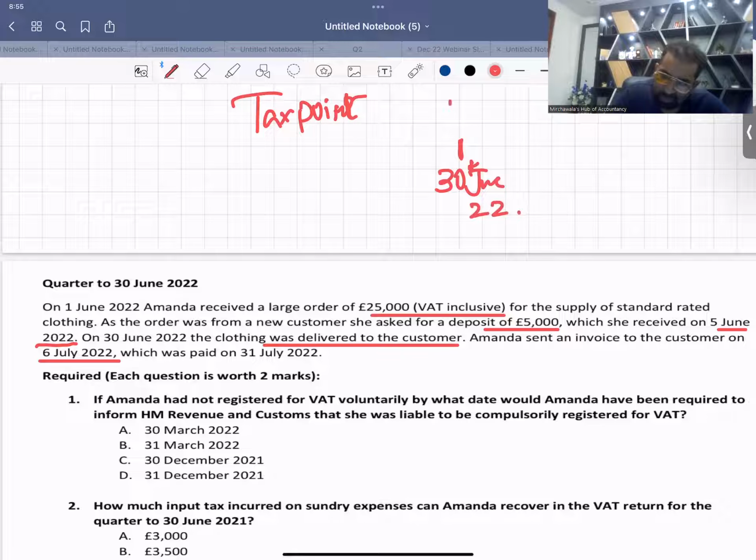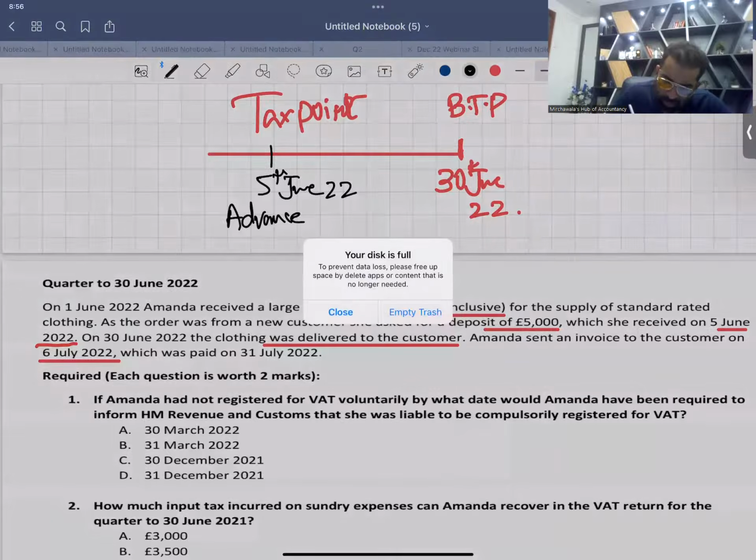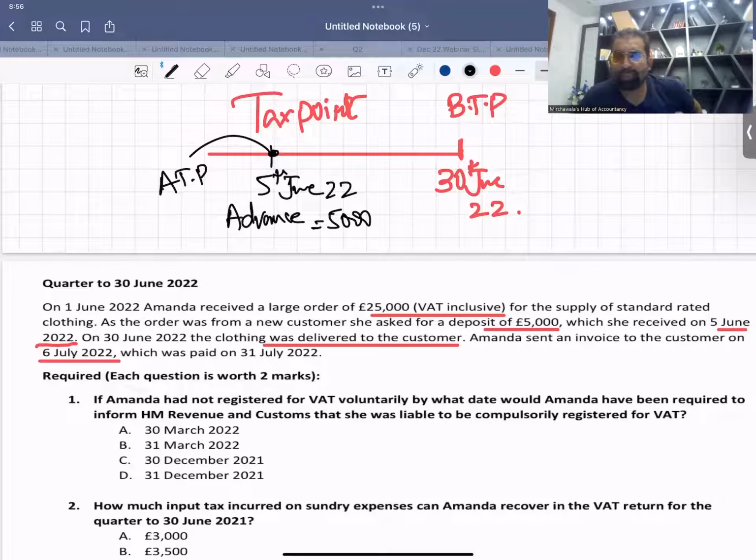is the BTP. But as you have received an advance on 5th of June 2022 of 5,000, yes, the actual tax point for this 5,000 is 5th June.